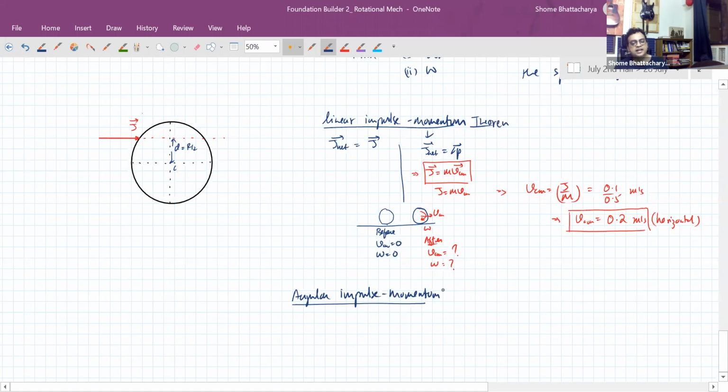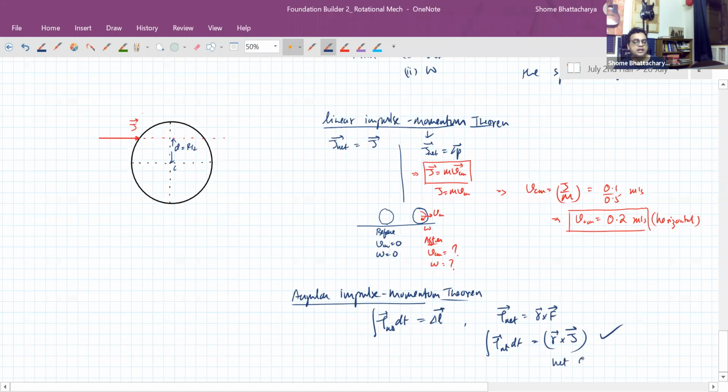And that is that the net angular impulse is equal to change in angular momentum. So this is equal to change in angular momentum. Now here the net torque is R cross F that is acting through this. So the net angular impulse is going to be R cross J. Okay, so this is the important thing.